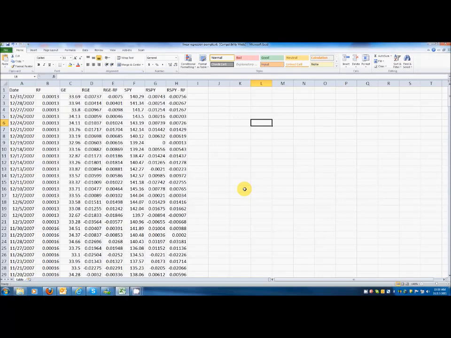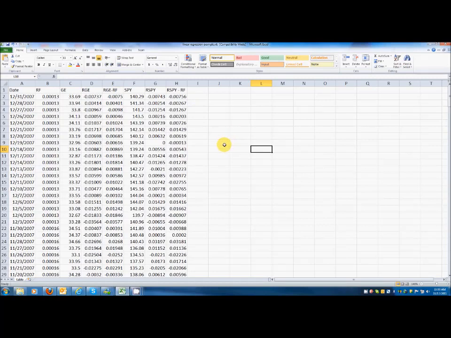Okay, now the next step, of course, is to figure the return for each of these stock prices. If I click on the cell here, you'll see that all I've done is taken today's price minus yesterday's price and divided by yesterday's price. And I do the same thing over here for the S&P 500. That's how we get our return. So that's pretty simple.